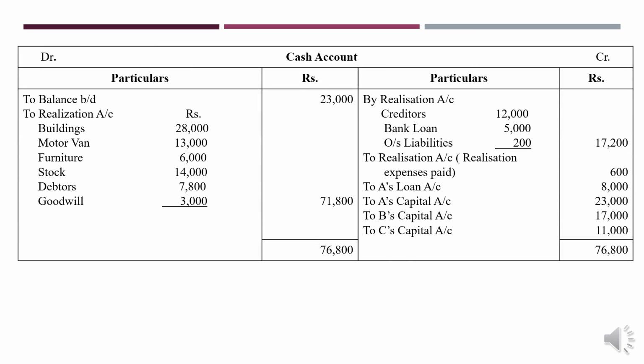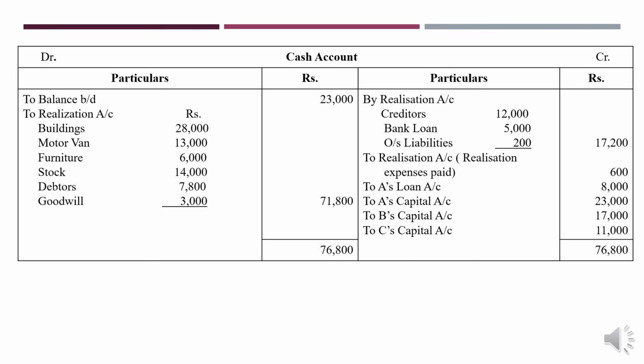So now we'll prepare the cash account. Look here, balance brought down in the opening balance sheet was 23,000. Then by selling all the assets, we got this much, 71,800. This total of 76,800 is used first for paying the liabilities. Total liabilities were 17,200. Then for paying the realization expense of 600. Then for paying the partner's loan, A's loan of 8,000 is paid. Then the remaining balance is utilized for paying the capital of the partners. So this is the process you have to follow.